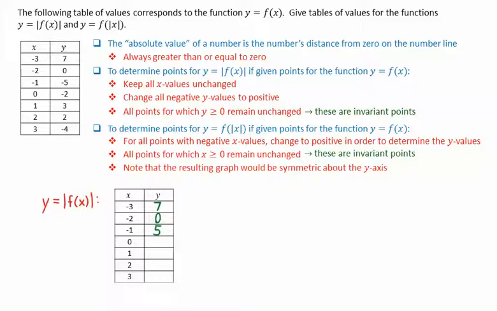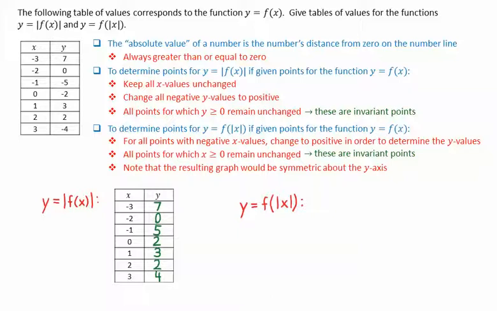If x is 0, y for the original function is negative 2. For the absolute value function, it then becomes positive 2. If x is 1, y stays as positive 3. If x is 2, y remains positive 2. And for x equals 3, the y value changes from negative 4 to positive 4.